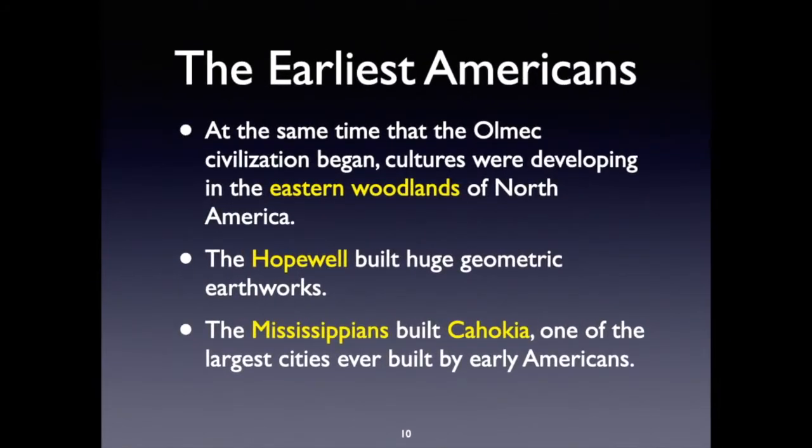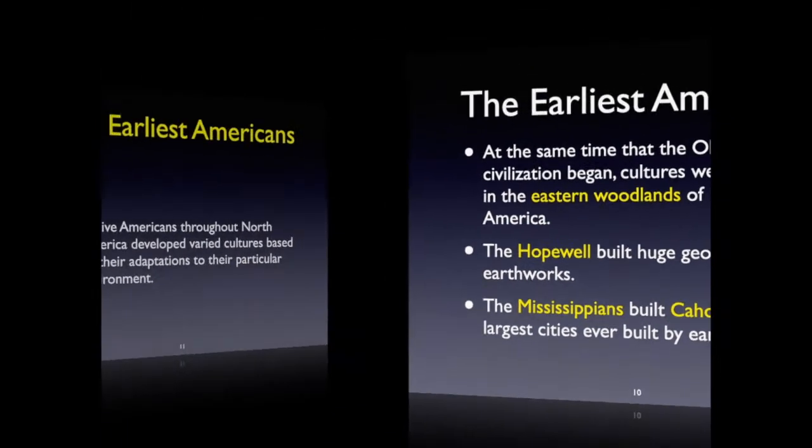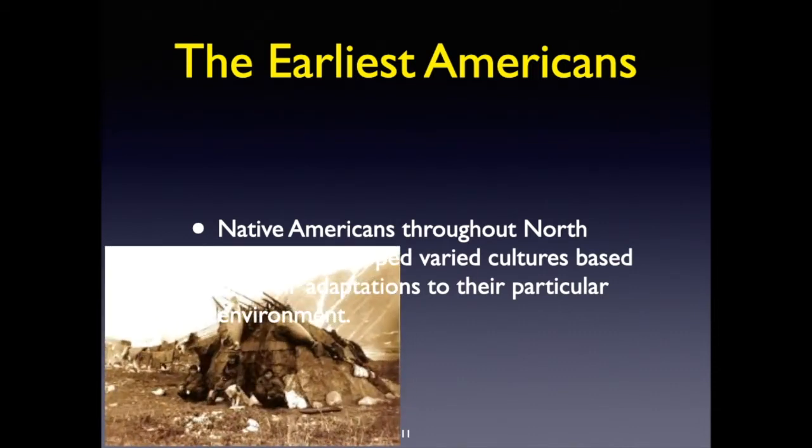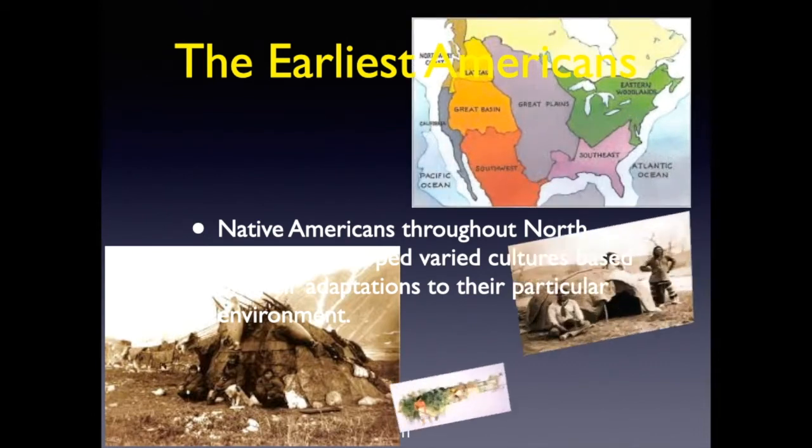At the same time that the Olmec civilization began, cultures were developing in the eastern woodlands of North America. The Hopewell built huge geometric earthworks. The Mississippians built Cahokia, one of the largest cities ever built by early Americans. Native Americans throughout North America developed varied cultures based on their adaptations to their particular environment.